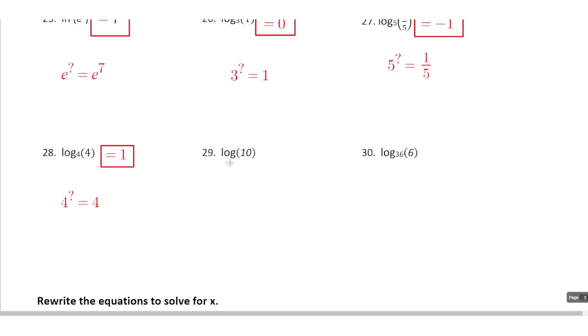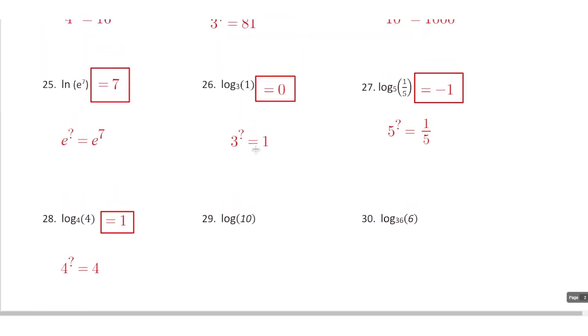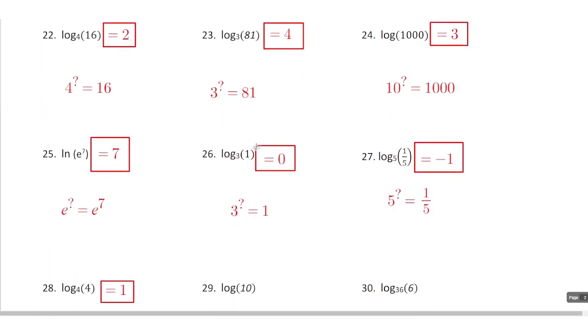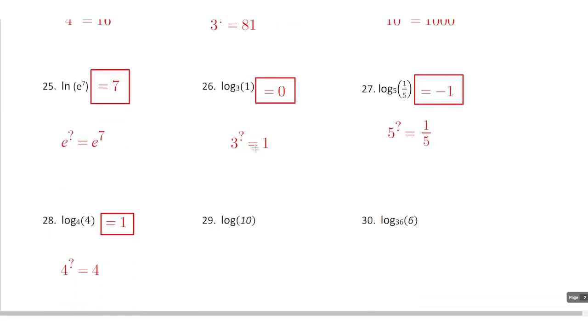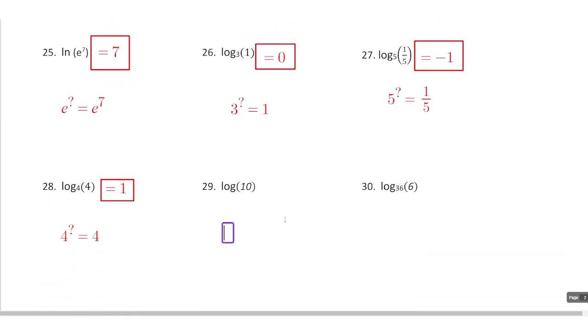Log of 10, this is another one kind of like number 24, where the base is not explicitly written, but when that happens, we assume it to be 10. So 10 to what power is 10? And this is going to be the same answer as number 28. It's just going to be 1.